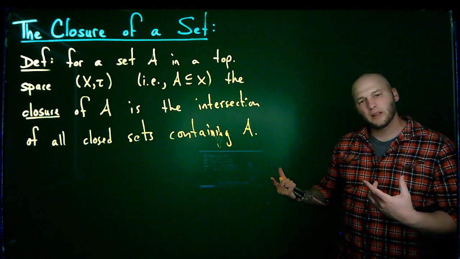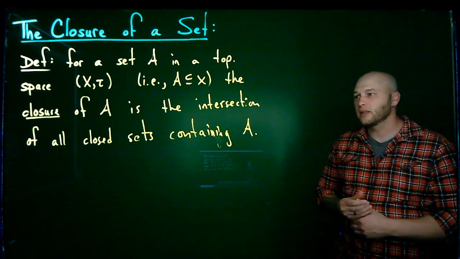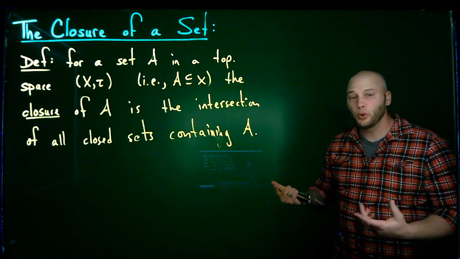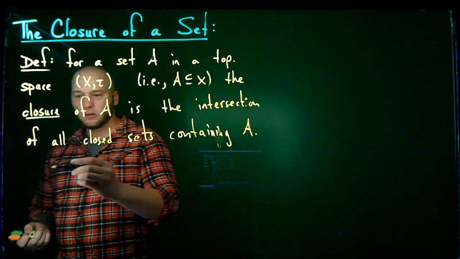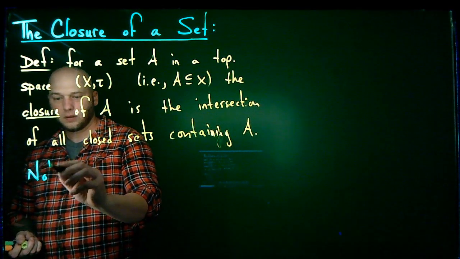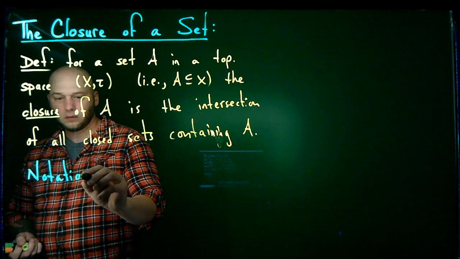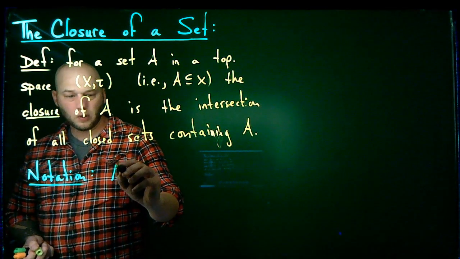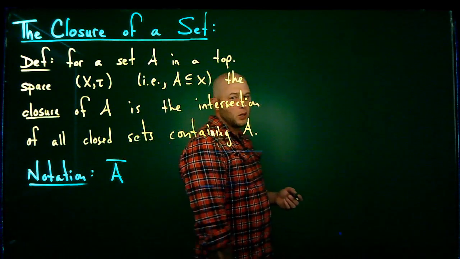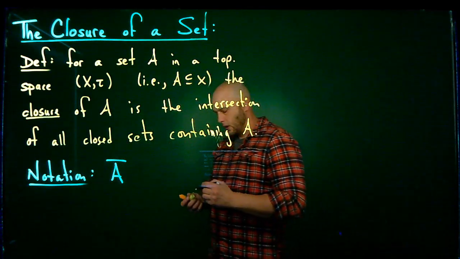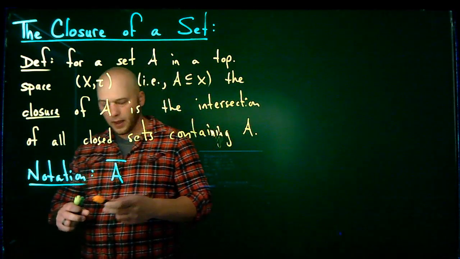Now, the first thing we should probably check is to make sure that that's actually a closed set. It'd be fairly strange to call a set a closure if it wasn't actually closed. By the way, the notation is I'll put A with a bar on top. So A with a bar on top means the closure of the set A.